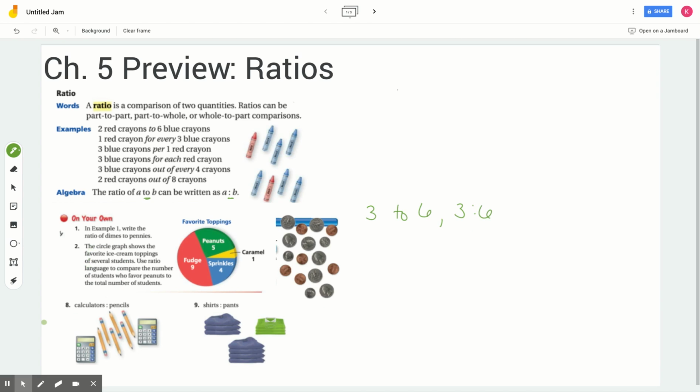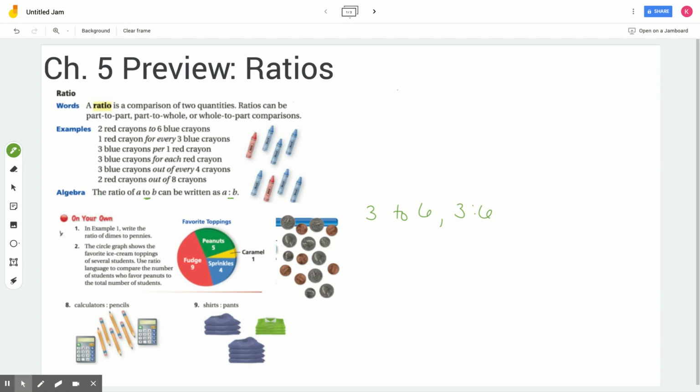If you look at number 2, it says the circle graph shows the favorite ice cream toppings of several students. Use ratio language to compare the number of students who favor peanuts to the total number of students. So what they're talking about is ratio language, as we're using these phrases like up here in the examples.